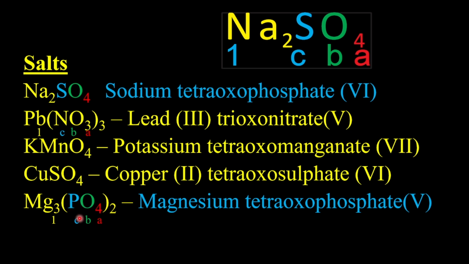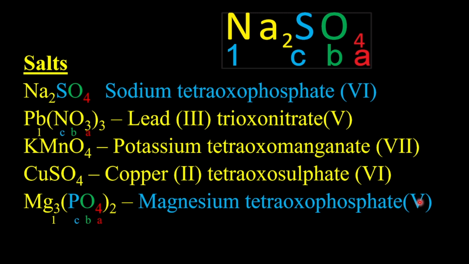tetraoxophosphate 5. Once again, magnesium tetraoxophosphate 5. It is 2 times 3 here. 2 times 4, which is 8 minus 3 here. That will give you 5. That is why we have 5 here. So please take note of that.